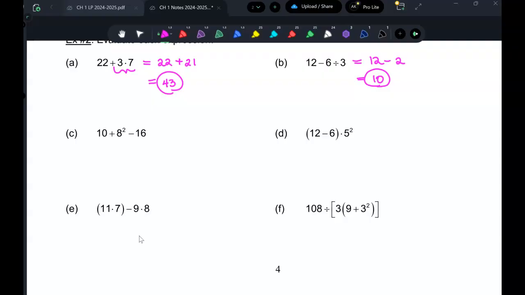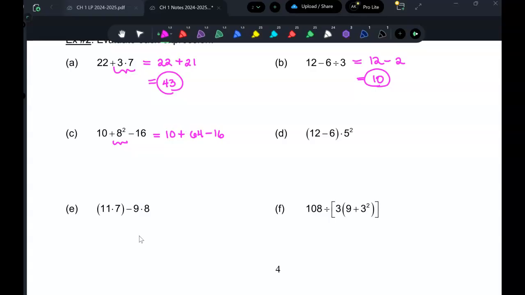All right. Next, we have 10 plus 8 squared minus 16. What's the most powerful operation here, Jackson? Shh, all right, let's not call out. It's the 8 squared. Yes, the exponent. So parentheses go first, exponents go second. Multiplication, division, addition, subtraction, those are kind of the weakest operations.